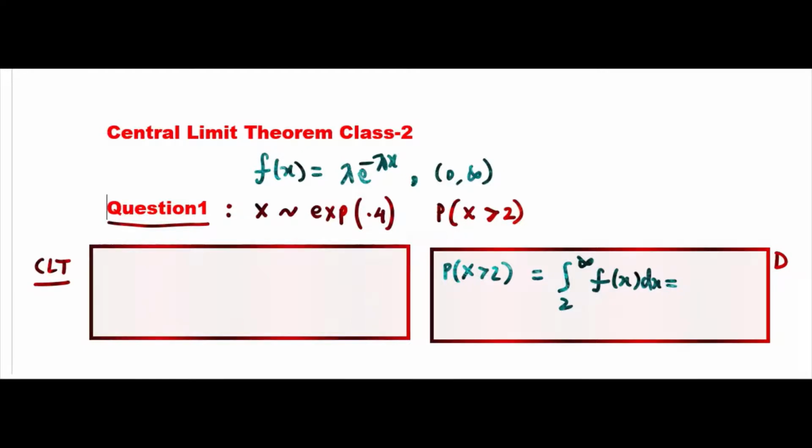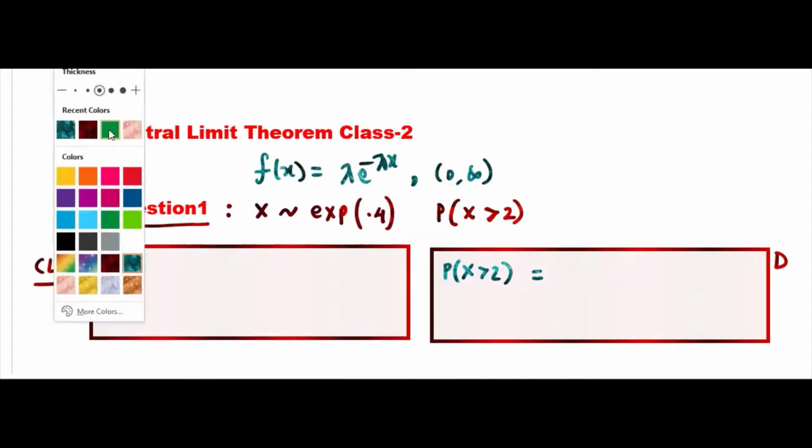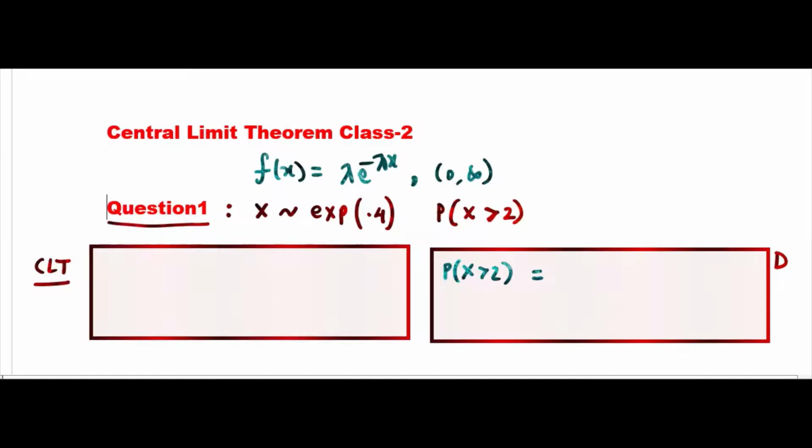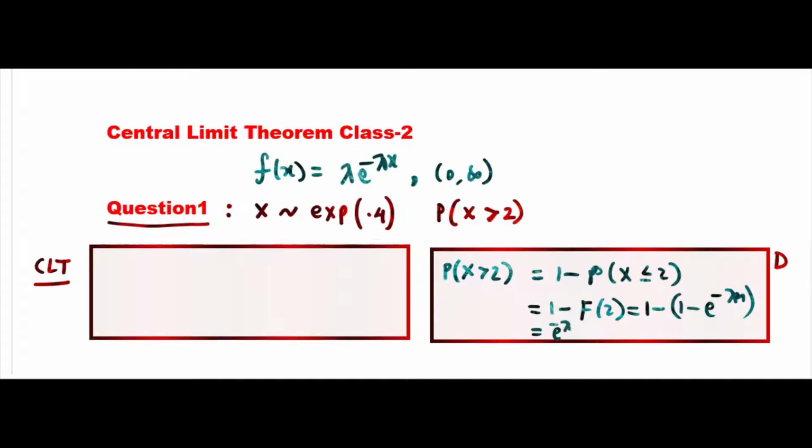Now instead of integrating, we have another way also. We can write this as minus e power minus lambda x. 1 minus, there is a formula for this one, that is F of 2. There is a formula for this one, 1 minus e power minus lambda x. This is the formula. So finally you get e power minus lambda x, and x is 2 here, and lambda is 0.4 here.